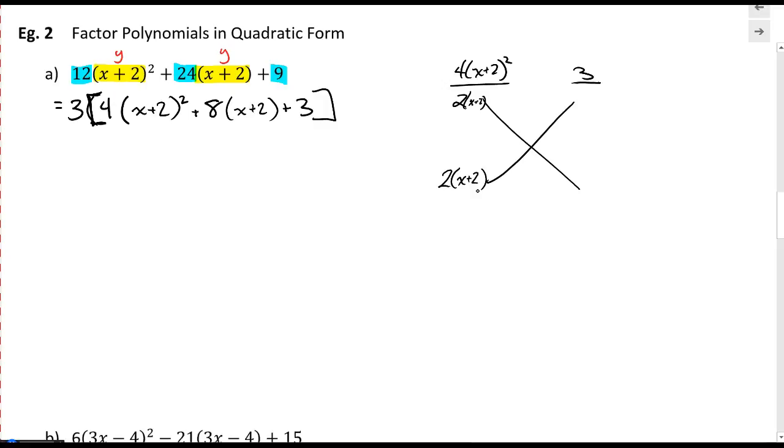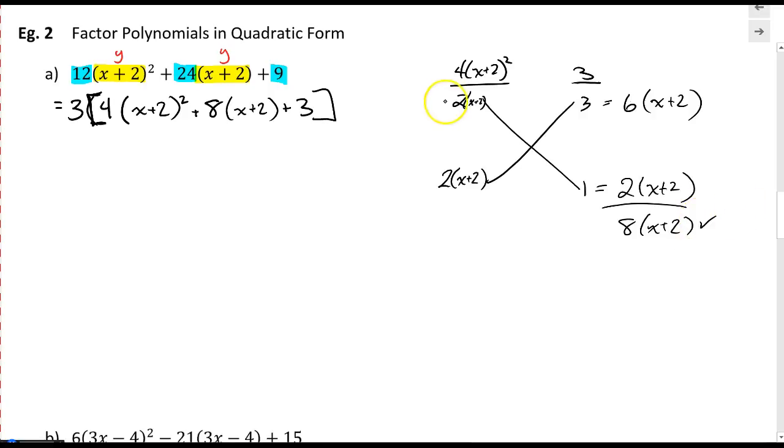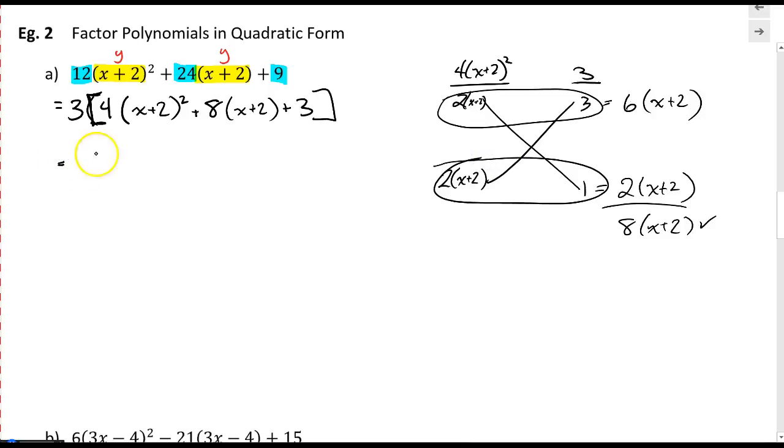Factors of 3 are 1 and 3, so we don't have a lot of options there. 3 and a 1. Let's see if this works. So we get 2 times 3 is 6, x plus 2. 2 times 1 is 2, x plus 2. Totals up to give me 8 x plus 2's, which is my middle term. That works out beautifully. So these are my 2 brackets. Don't forget the 3 out in front.